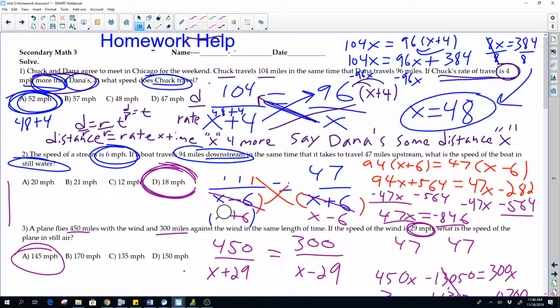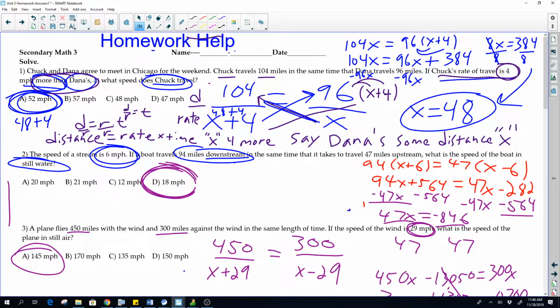So let me erase this to show you, setting up this word problem basically. We're taking our 96 miles downstream and dividing it by... downstream means we're going faster. How much faster, we don't know, but it's x plus 6 miles per hour because that's the speed of the stream. And then we set that equal to 47 miles upstream, how far they went upstream.